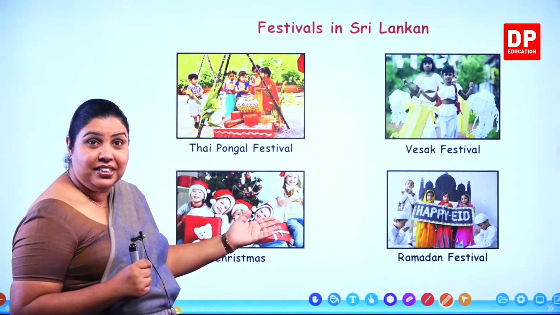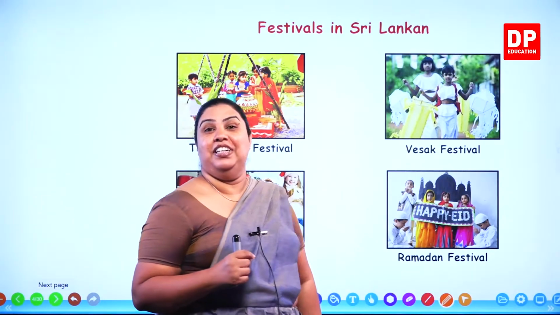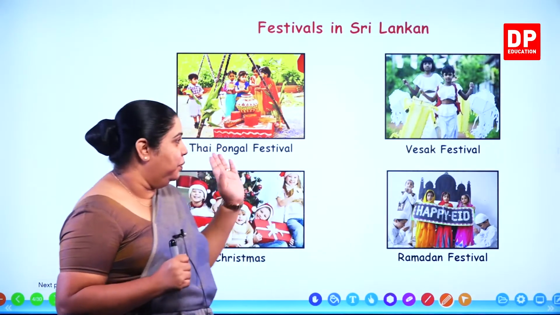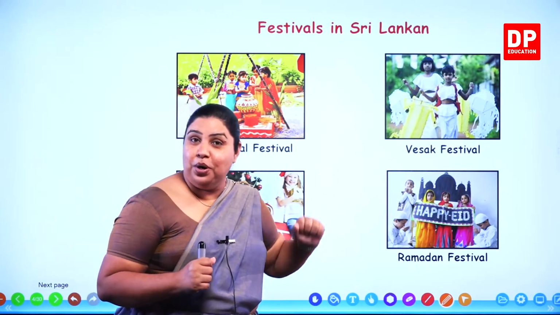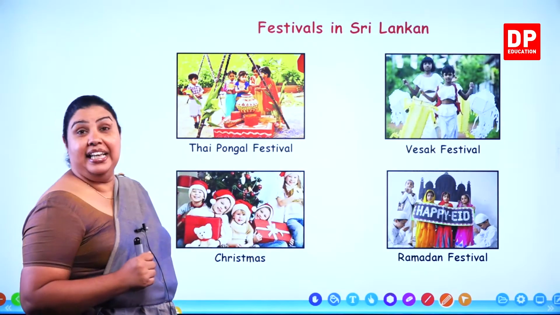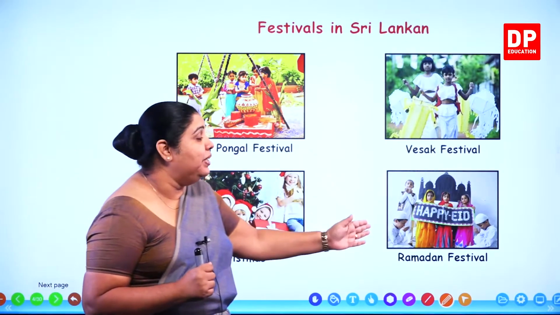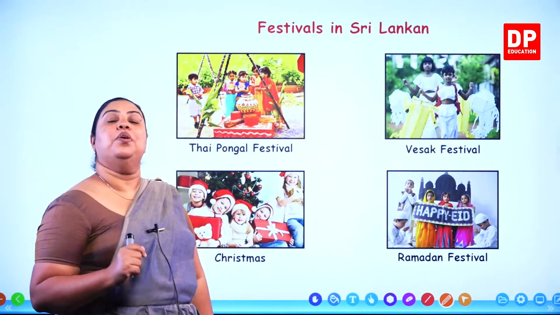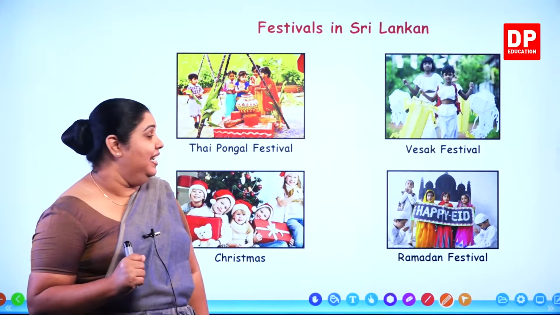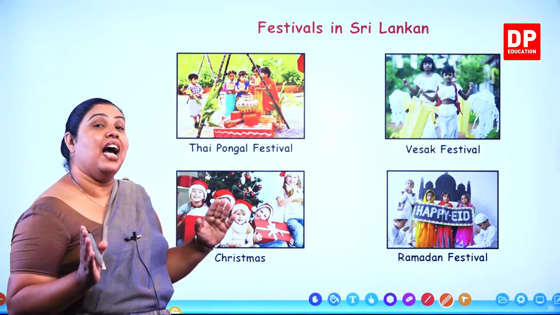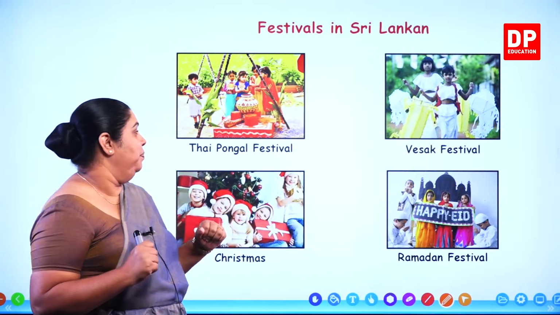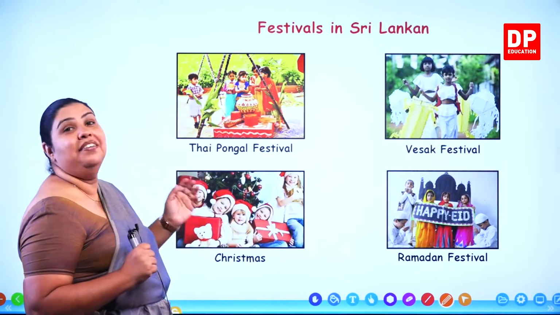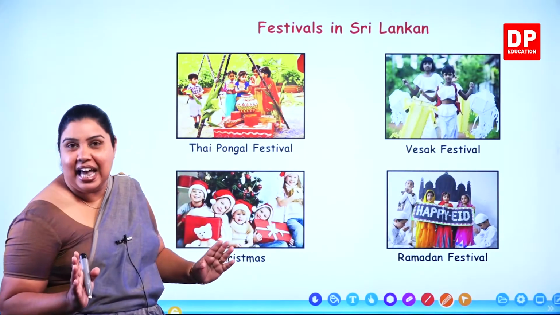Then the second festival, Vesak Festival. We are going to talk about the Vesak Festival. Then we have Ramadan Festival. We will talk about all these things in detail. But first of all, before we start, we will see what we are going to learn. Then we have Thai Pongal, Vesak, Ramadan, and we are going to talk about Christmas as well.